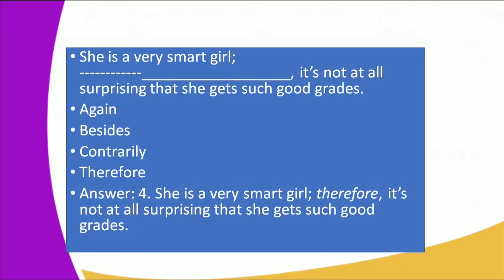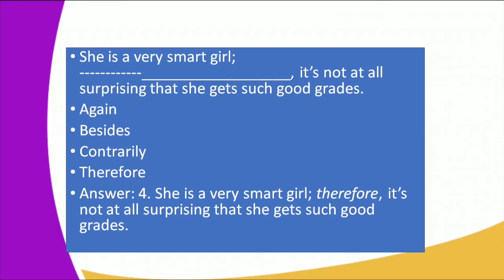Next, she's a very smart girl, dash, it is not at all surprising that she gets such good grades. She's a very smart girl. It is not at all surprising that she gets such good grades. We have again, besides, contrarily, and therefore.